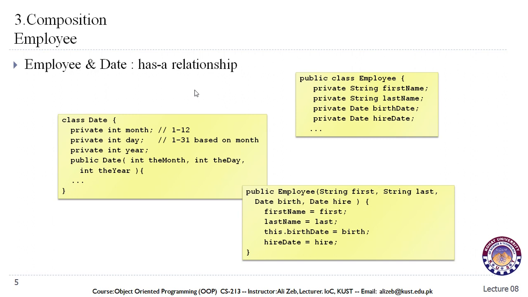For example, if you want to include the details of courses in a student class, now a student can have multiple courses. A student can have 5 to 6 courses in a semester, or maybe 4 or 5 or 6, and sometimes more than that.